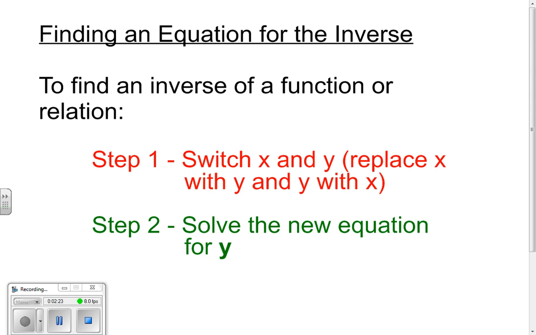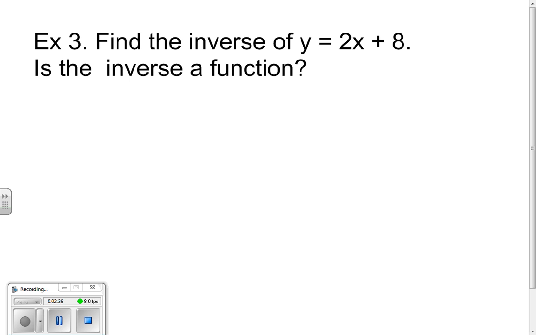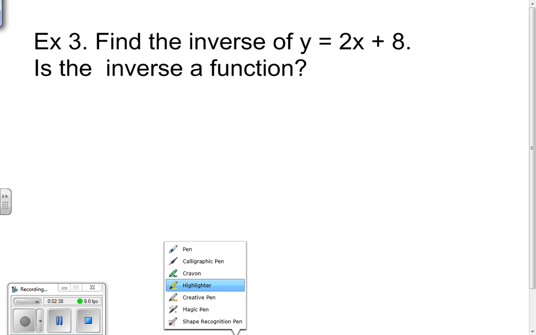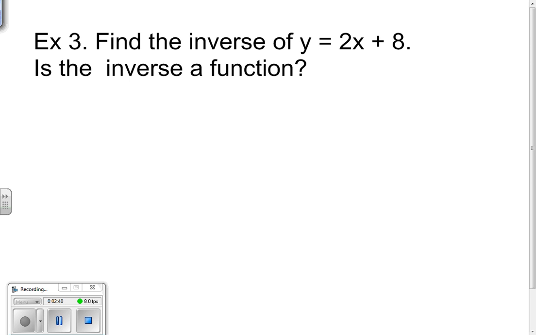To find the equation of an inverse, there are two steps. Step number 1 is to switch the x and y. The x variable will become a y, and the y variable will become an x, and then solve the new equation for y. So number 3, they want me to find the inverse of y equals 2x plus 8. First I'm going to switch it and make it x equals 2y plus 8. That's step 1. Step 2 is to solve that for y.